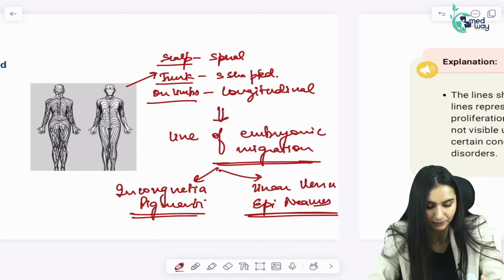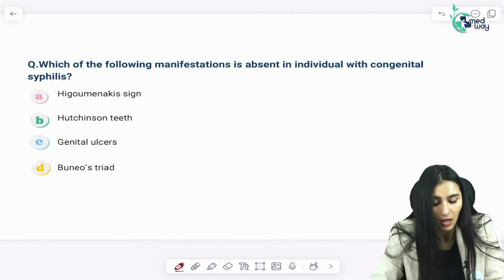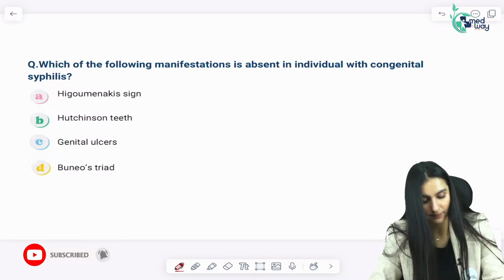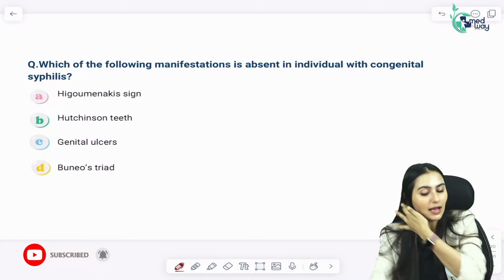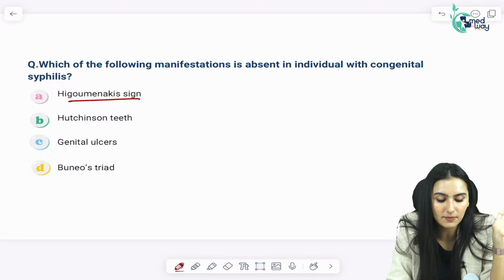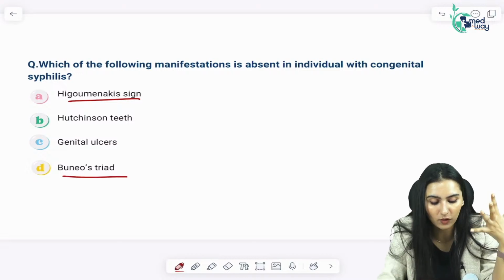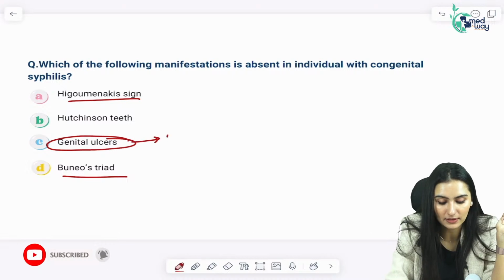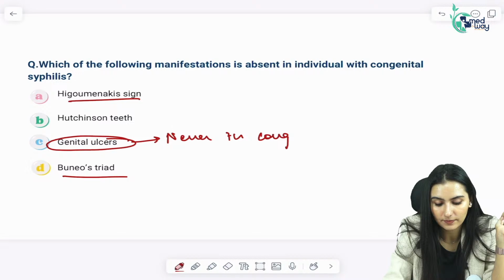They may ask it. Okay, which of the following manifestations is absent in individuals with congenital syphilis? Okay, again a very easy question. You can look at the terms and you will be like, oh my god, I don't know what is all of this. But genital ulcers are never present, never in congenital syphilis.